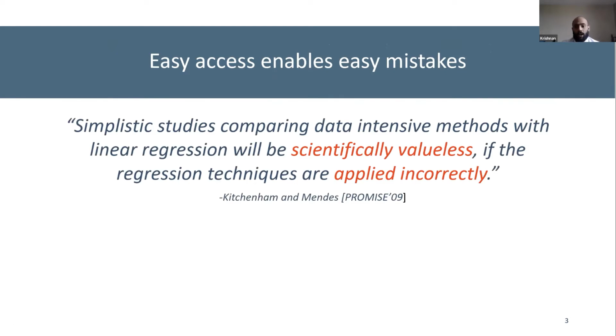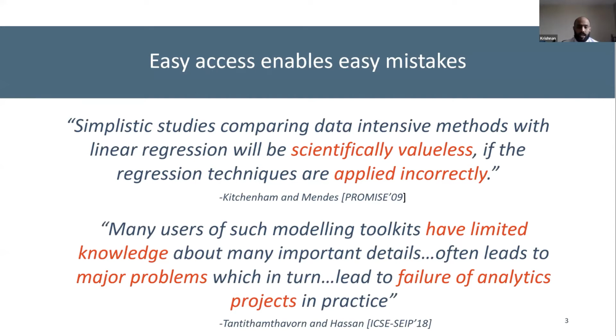For instance, one of the studies by Krishnan and Mendes at the PROMISE conference shows that linear regression, which is one of the simplest of the algorithms, though also quite complex depending on who you ask, when not used correctly, can provide insights that are terribly wrong. And similarly, one of the more recent studies shows that because there are so many automation tools available these days, and many people who do not fully understand these tools use them, they make a lot of mistakes, which in turn results in failures of analytics projects.